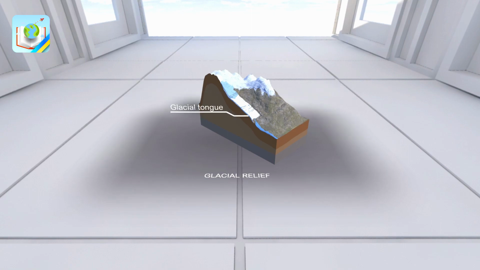A glacial tongue is a part of a valley glacier lying below the snow line in the ablation region. There is a decrease in the ice mass as a result of melting. Glacial tongues occupy narrow mountain valleys, troughs or troghs.